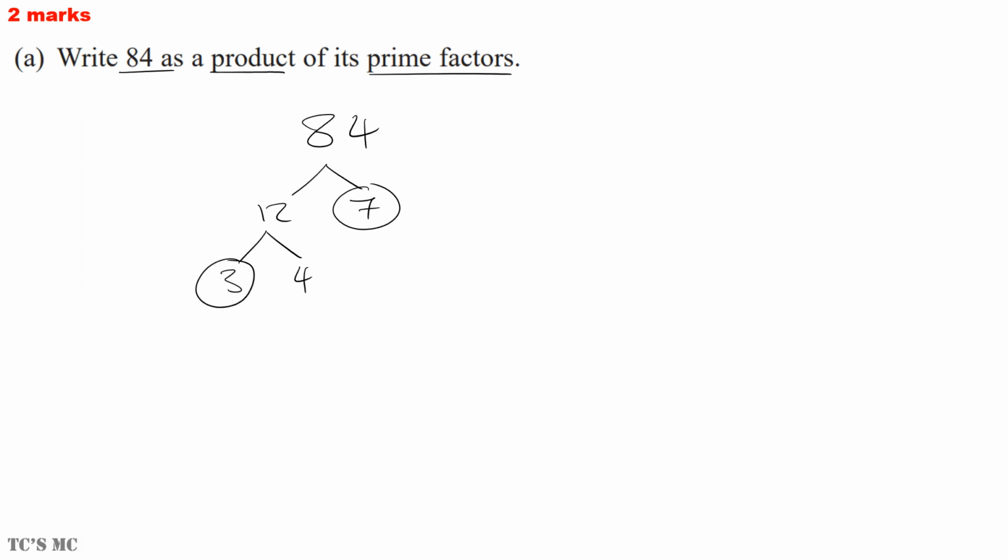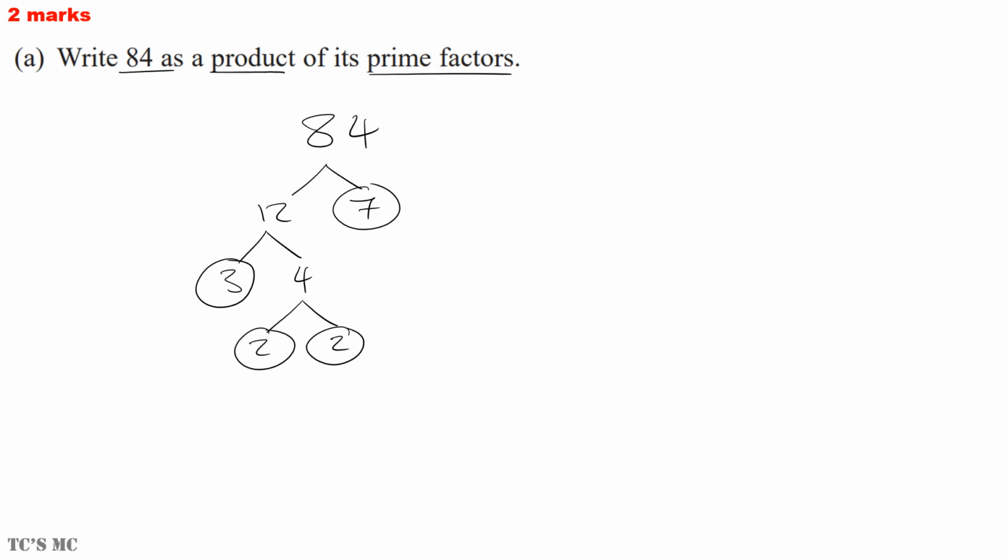3 is a prime number, so I will circle it. 4 is not prime. Two numbers that multiply to give me 4 are 2 and 2. 2 is a prime number, so I will circle it. Now I have 1 mark.